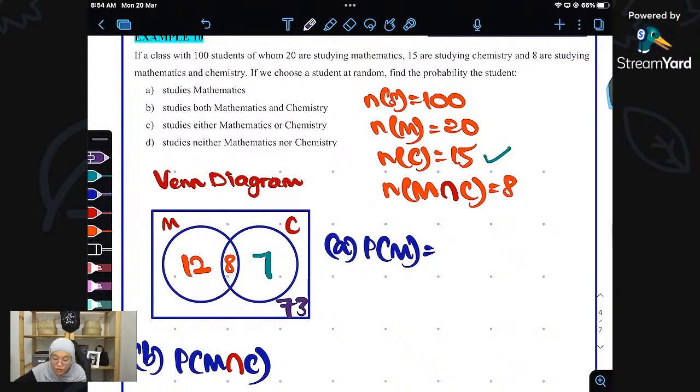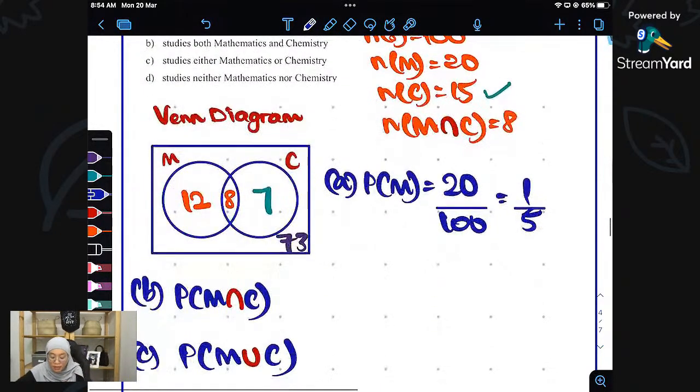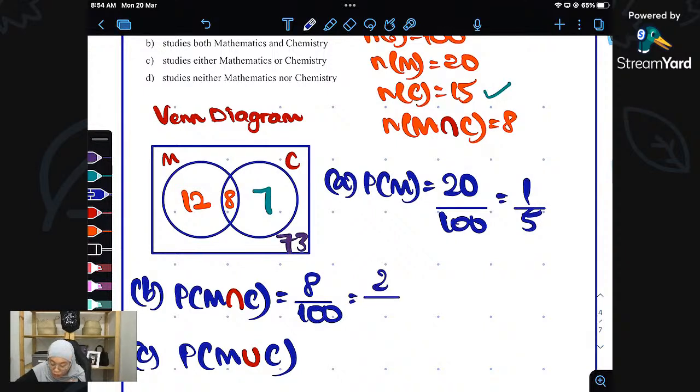Now we have to find the probability that the students study mathematics. The ones that study mathematics is just 20 out of 100. Therefore, the answer is 1/5. 1/5 chance of students studying mathematics. And then the probability of maths intersect with chemistry. This is obviously 8 out of 100. Therefore, the answer is 2 out of 25.